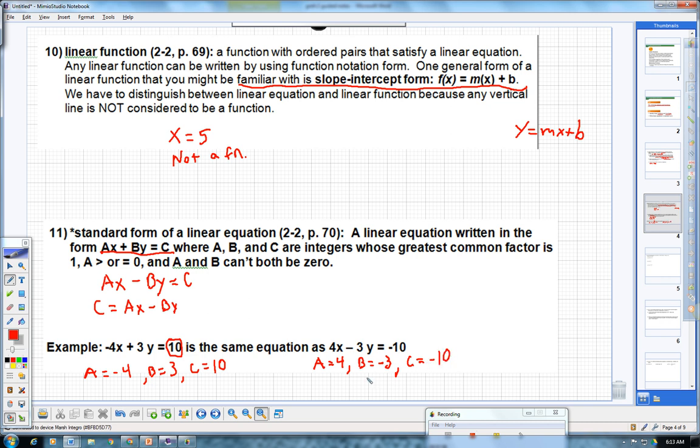There are some teachers that only accept a positive value for B. I'm not one of those teachers. Either one of these works. You notice that all of them are opposite. The opposite of negative 4 is 4, the opposite of 3 is negative 3, and the opposite of 10 is negative 10. So either one of those will work as an answer.